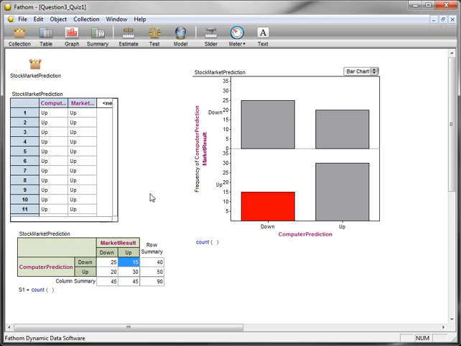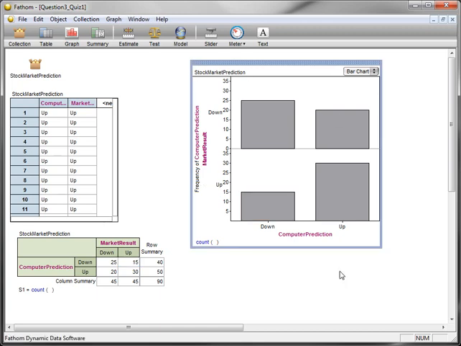Of course, is it making correct predictions enough of the time that we would, in a statistical sense, say this computer program is doing a great job? Well, that's a question that's best left for a randomization procedure or a formal statistical test. And right now we're just talking about graphical representations. So this is how you create simple bar charts and multi-bar charts in Fathom.